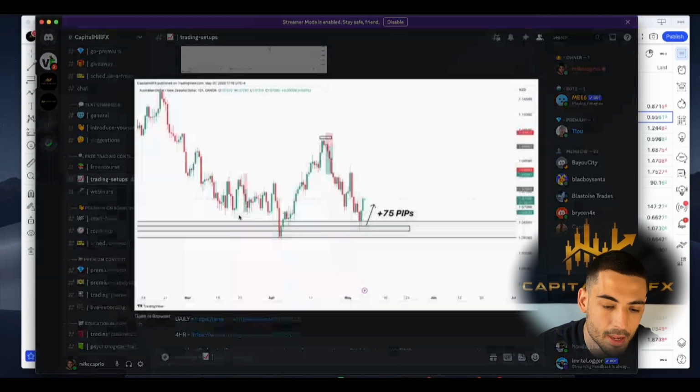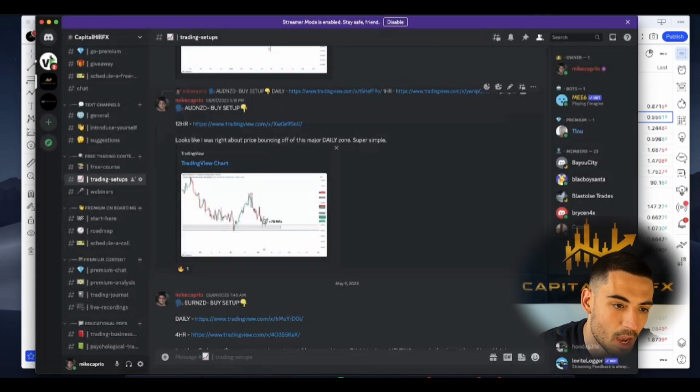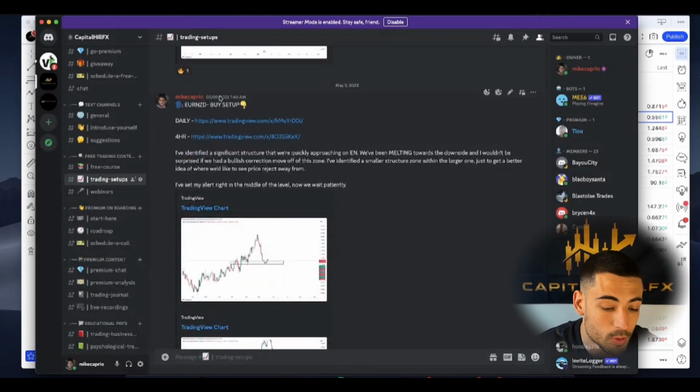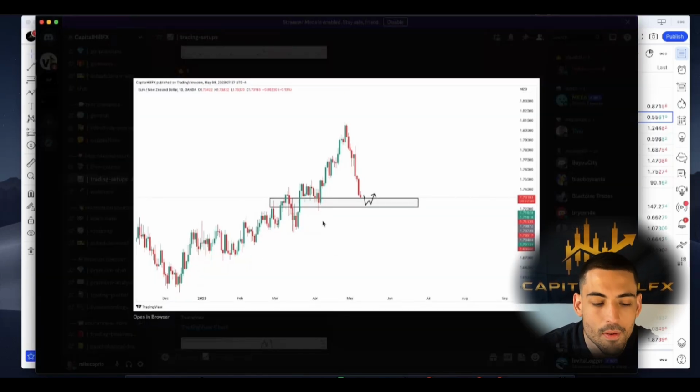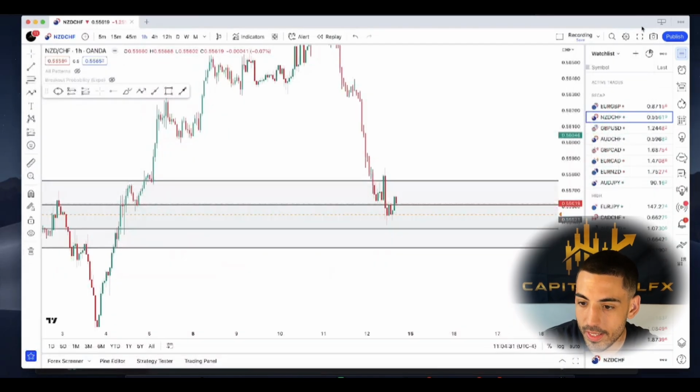AUD-NZD, this was way back, I think it was last week. We could see we had a significant daily structure in the market that price ended up bouncing at. We're not going to look at that. Euro-NZD, this was a beautiful bounce of a significant daily structure in the market. We see daily time frame. We have a rather clear zone that price has wicked around and has been treated as support and resistance. I was just anticipating after this strong melt towards the downside that we were going to end up bouncing at this zone. Let's go into Euro-NZD.